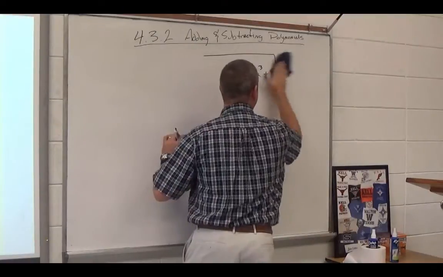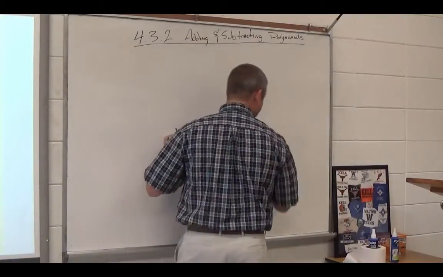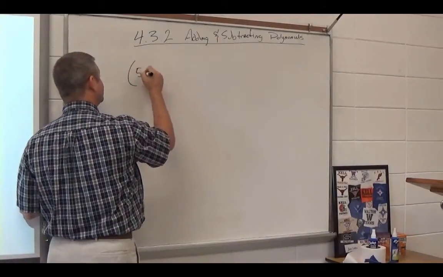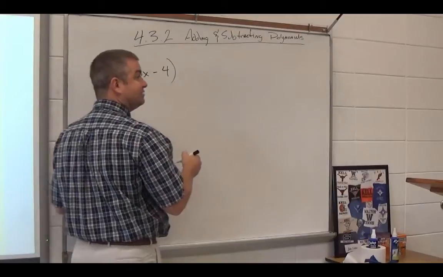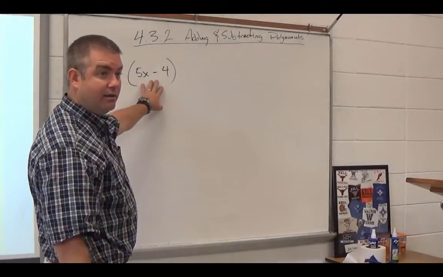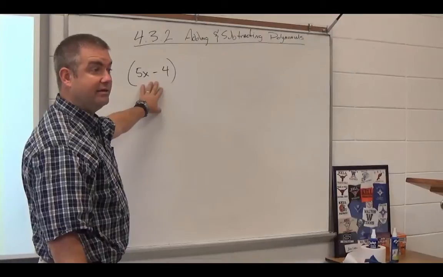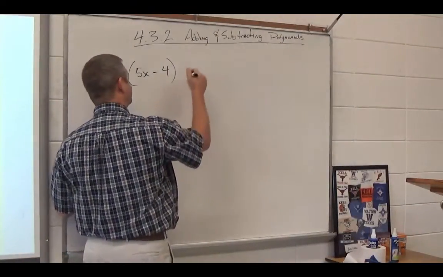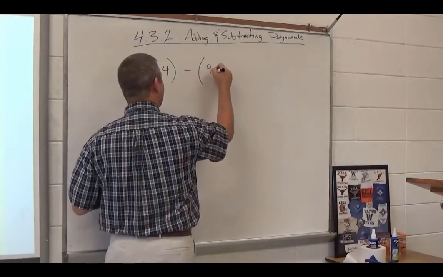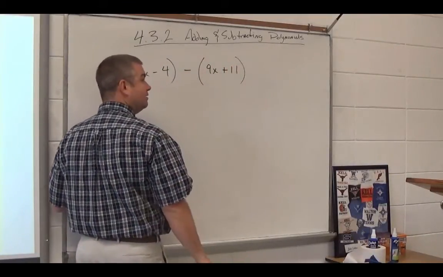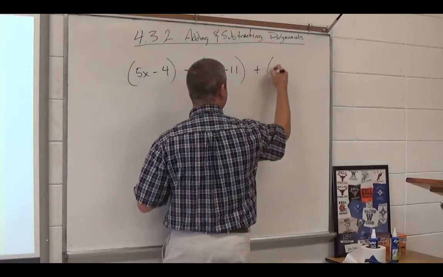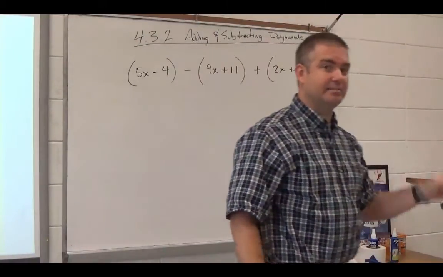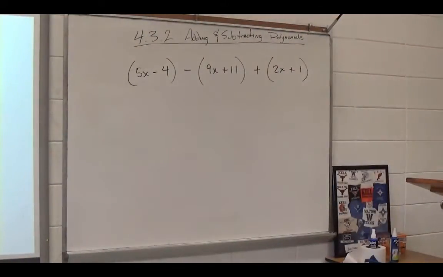What's the only step? Combine like terms. Now, I'm going to go ahead and jump to subtraction. You got to be careful with subtraction. Okay, 5x minus 4, that is a what? That has 2 terms. It's a binomial, just like a bicycle. 2 terms. Binomial minus 9x plus 11, and then I'll even throw in another one, plus 2x plus 1. Alright, so you got a bi plus a bi plus a bi. What's the only step? Combine like terms.